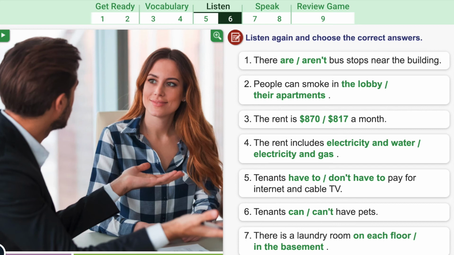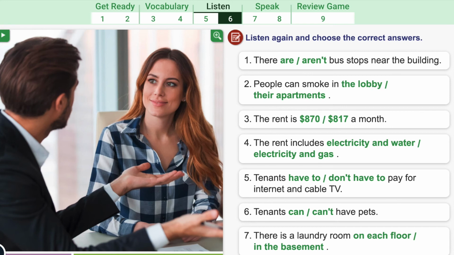Are there any bus stops near this building? I don't have a car. Yes, there are 2. The closest bus stop is across the street. There's another one on Ferry Street. That's great for me. What else would you like to know? What about smoking? Is this a non-smoking building? Well, there's no smoking in the lobby or in the elevator. Good. But tenants can smoke in their apartments. That's okay. I don't have a problem with that.